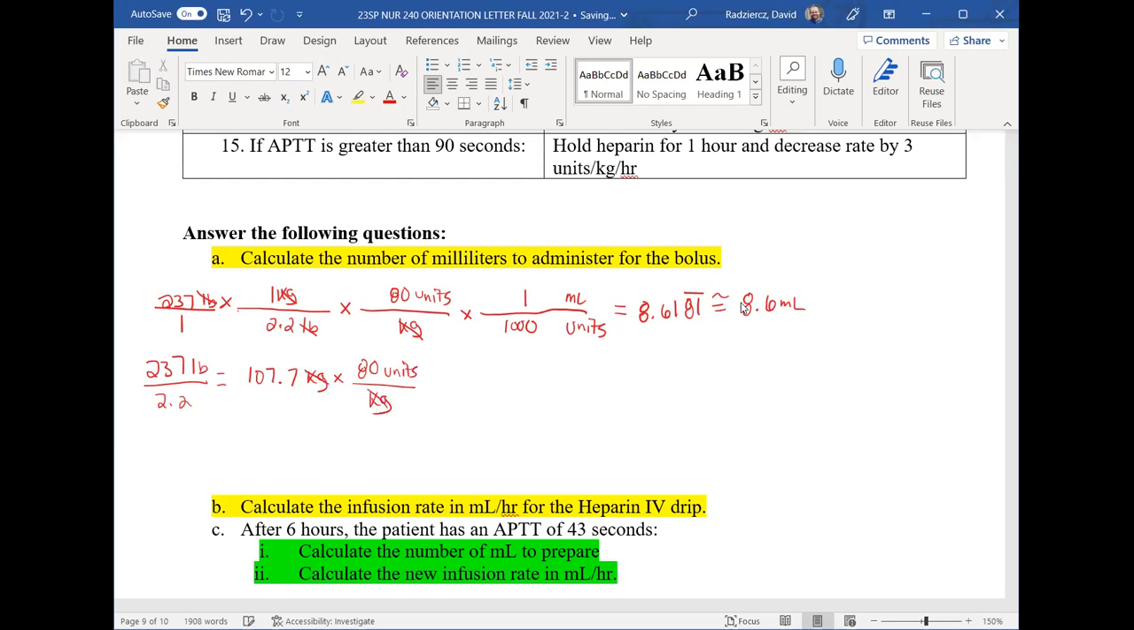I just want to see if we're going to get to the same answer. So 107.7 times 80 will give me 8616 units. I don't want units though. I want milliliters. And I know that I have 1,000 units per milliliter for my bolus dosage strength. And I'm going to get the same answer, that 8.6 milliliters when it's rounded. So it would be 8.616 and you'd get 8.6 milliliters.